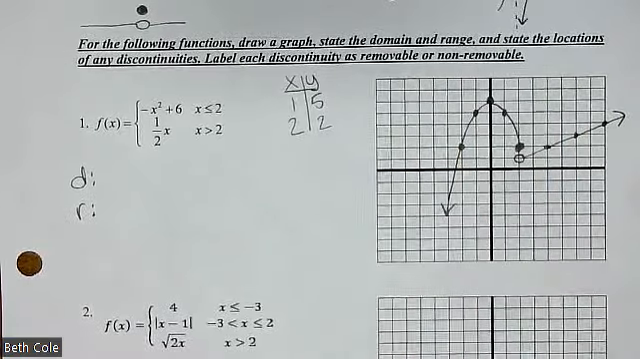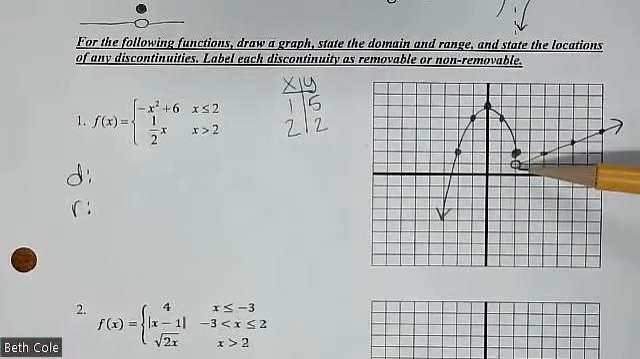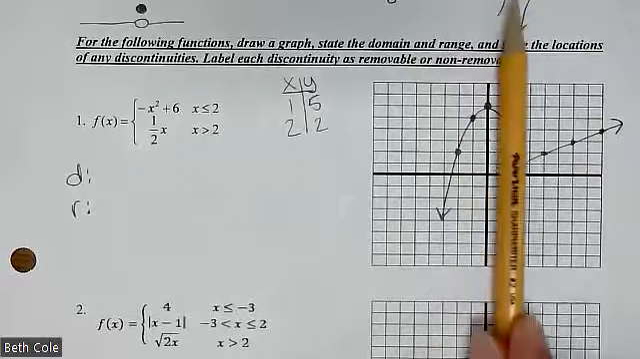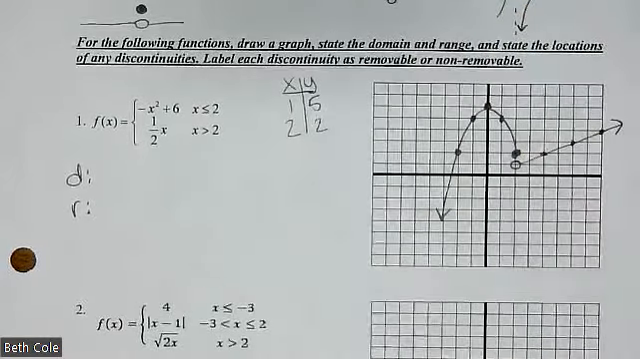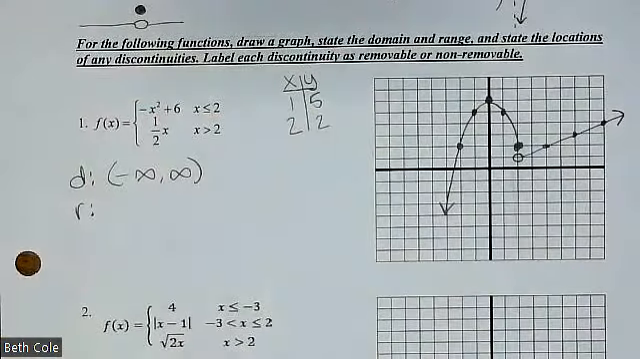Doesn't it keep on going? Now look here, because everyone's always like, but wait, what happened there? Doesn't this piece pick up where that piece left off? So as you scan left to right, do you lose anything? No. So your domain is everything. Negative infinity to positive infinity, parentheses, because you can't bracket an infinity. It's not a number, it's not a value, so you can't bracket that.